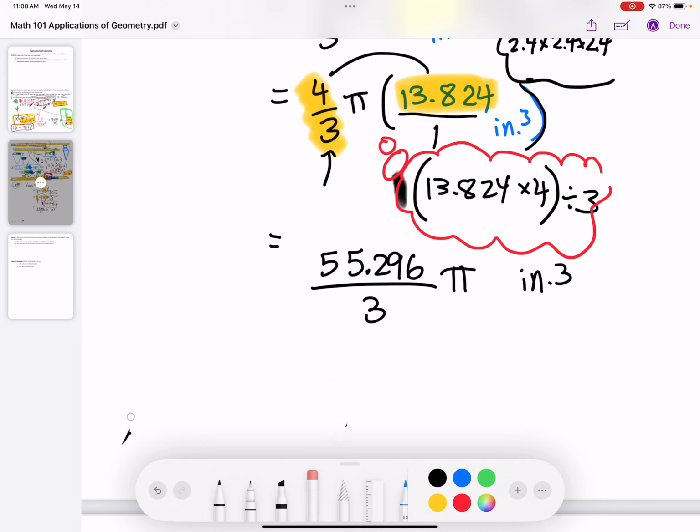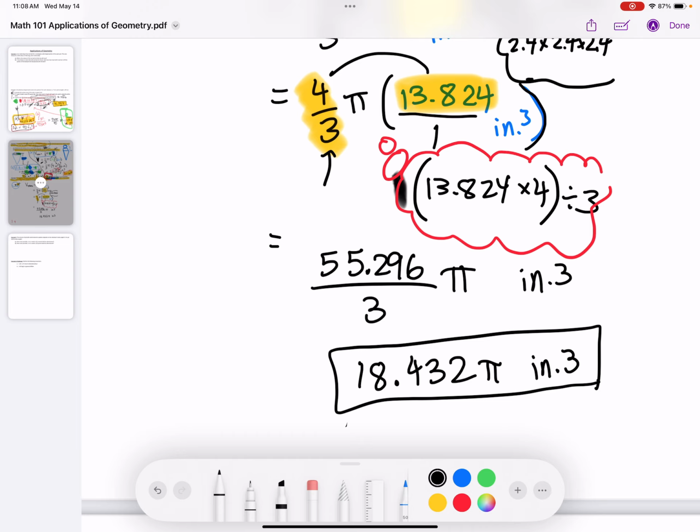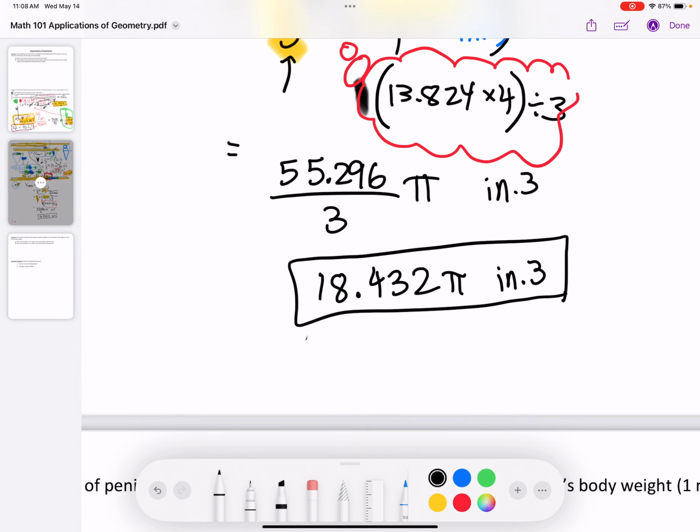If they said approximate your answer, then I'd actually replace pi with 3.14. But they didn't say that, so it's less work for me. 18.432 pi cubic inches. That's fine, you can leave it like that, since it wasn't specified whether they wanted an exact or an approximate answer. But just to refresh, this is exact. If you replace pi with 3.14, you're making it approximate, because pi isn't really 3.14, it goes on forever. But in real life, you would like an approximation.